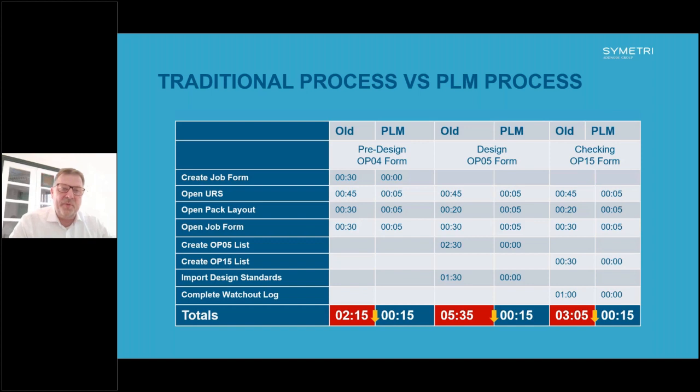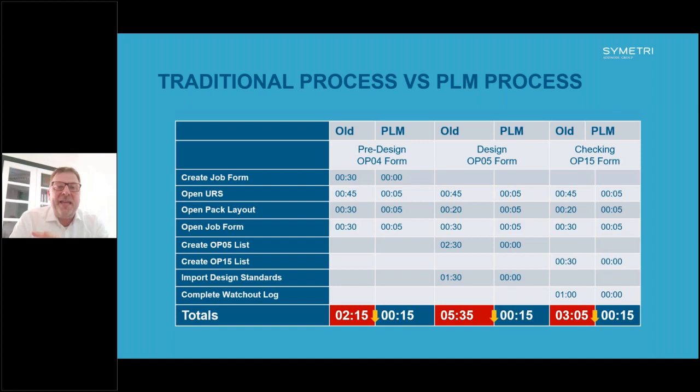You can see the numbers at the bottom. The old pre-design form took around 2 minutes to create and complete, but now it takes 15 seconds. The old design form took 5 minutes, 35 seconds to create. Now it's 15 seconds. There's a bit of a pattern on the 15 seconds. And the last one, the checking, took over 3 minutes, but now again, it's 15 seconds. And by the way, the 15 seconds was 3 clicks, and he just needed to quantify how long it took to click, so he chose 5 seconds as his time duration.